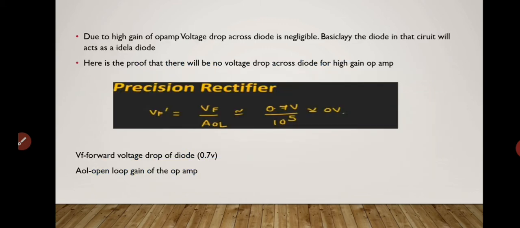And there is another important point, that there is no voltage drop across the diode because of the high gain of the op-amp. Here I also proved that Vf dash equals Vf by AOL, where 0.7 is the forward voltage drop of the diode divided by the high gain of the op-amp, that is the open loop gain of the op-amp, 10 to the power 5. When we divide this, we get 0 voltage, that is, there is no voltage drop across the diode.